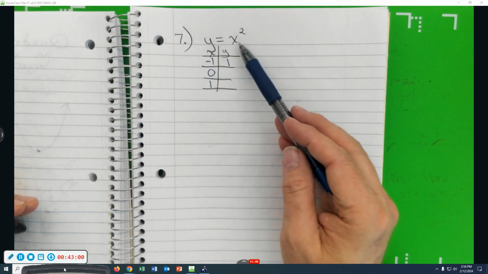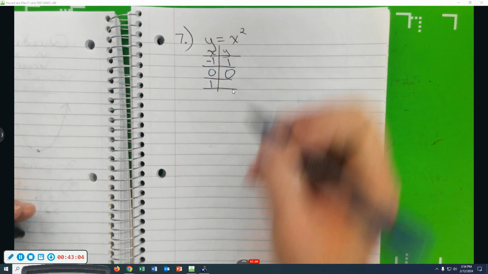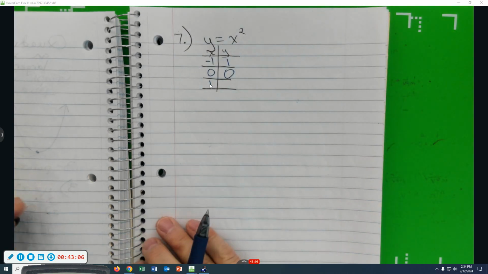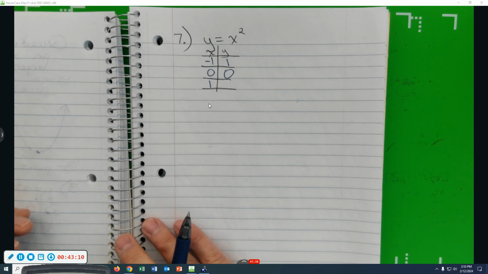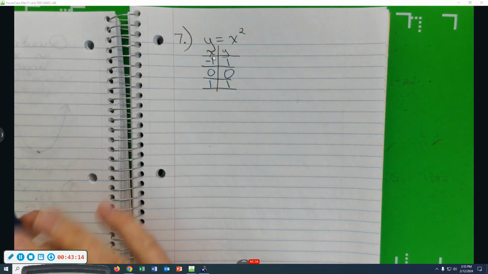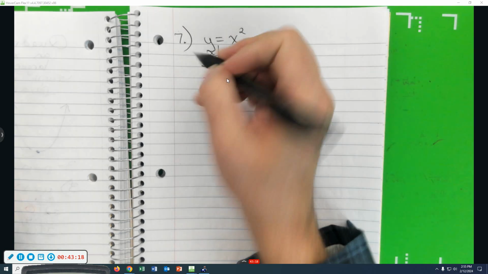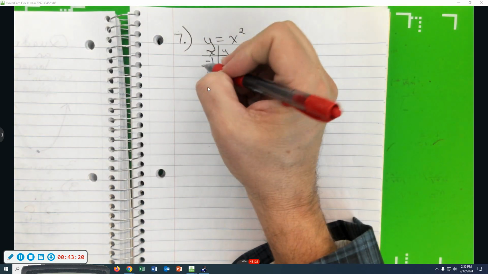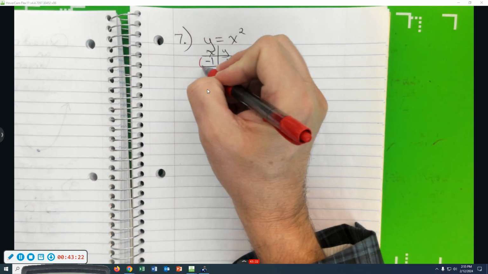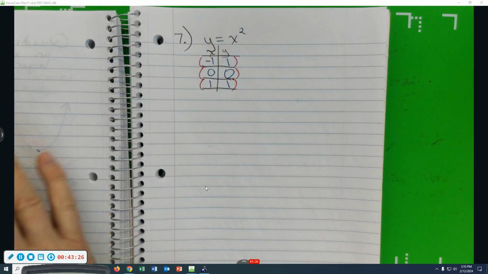Plugging in 0 for x, what are we going to get? 0. 0 times 0 is 0. Plugging in 1. 1 times 1 is 1. I'll put those little ordered pair parentheses around there. Tony likes to put the little ordered pair parentheses around.